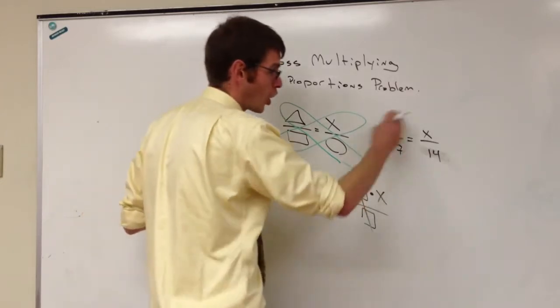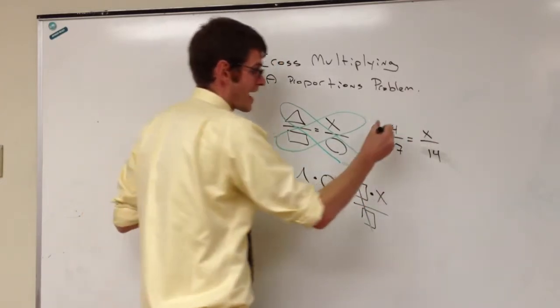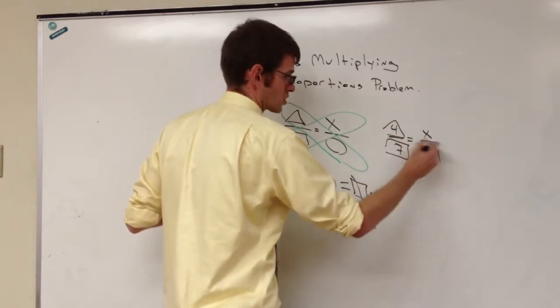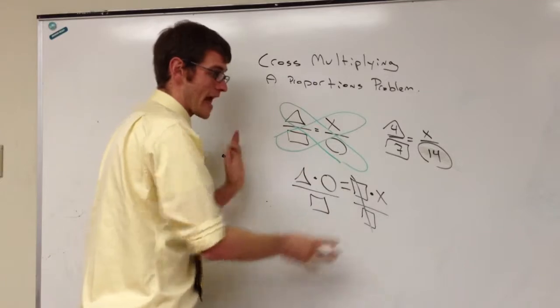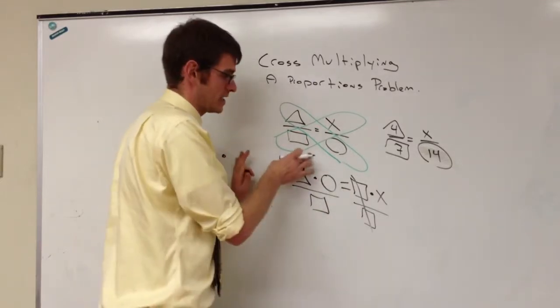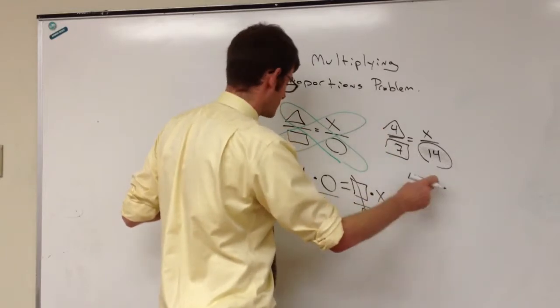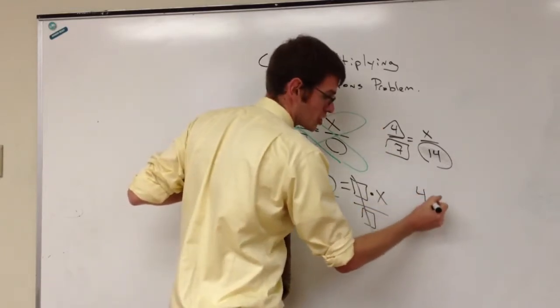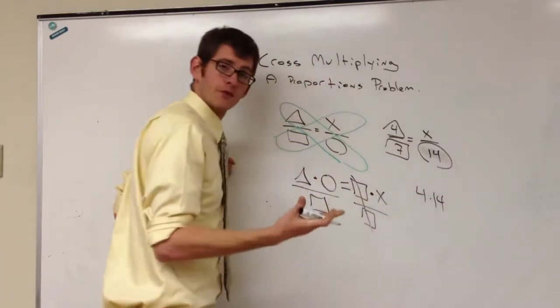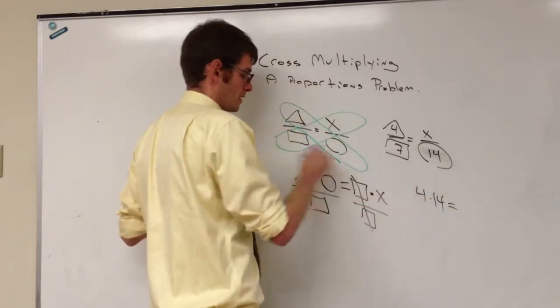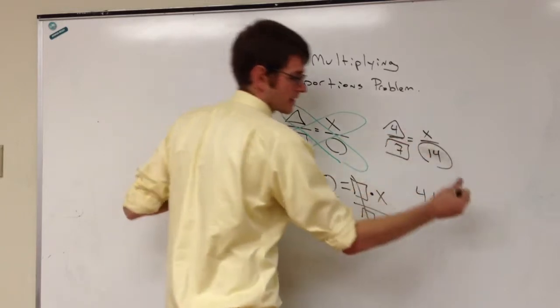If we look at all these terms as triangle, rectangle, and circle, we can do the exact same setup as here. This is our formula. So here we have 4 times 14, but don't do the multiplication yet, just write it. 4 times 14, and then equals 7 rectangle times x.